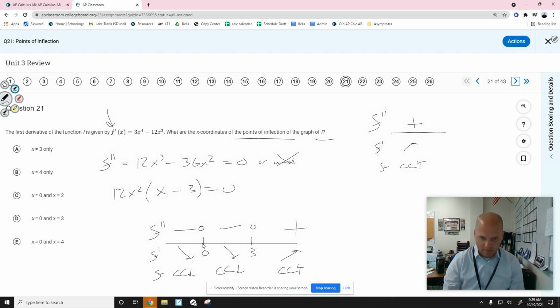We have one point of no concavity. That's not a point of inflection. We have another point of no concavity. That is a point of inflection. 3. Good question.